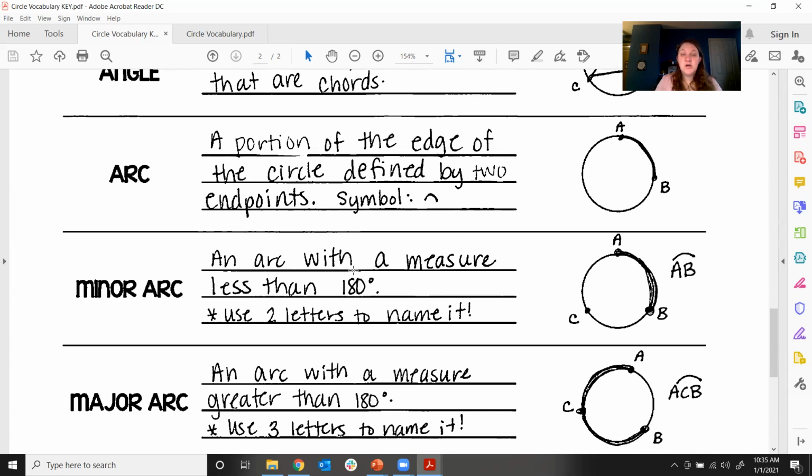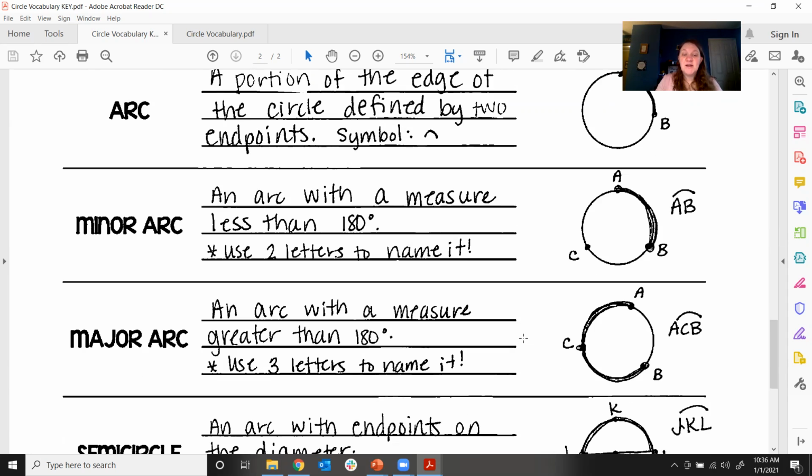We're going to talk about an arc. An arc is a portion of the edge of the circle, and we will use the symbol, it looks like a little arc, above the 2 letters that make that. So this would be arc AB, and we'll see that in our notes also. And there's different types of arcs. Minor arcs have a measure less than 180 degrees, and we use 2 letters to name it. So here, this is arc AB, and it's a minor arc.